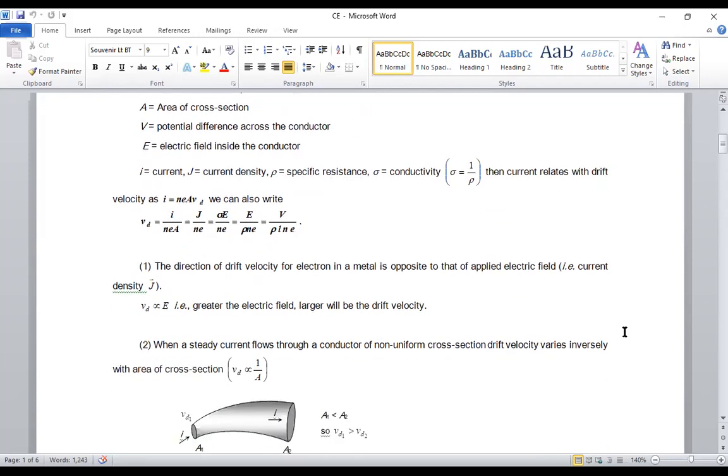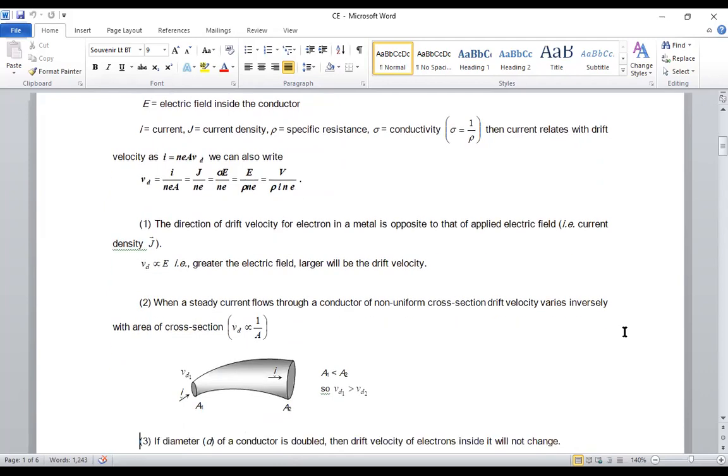Next, when a steady current flows through a conductor of non-uniform cross section, where there are different variations in area, then the area of cross section is inversely proportional to the drift velocity. You know that where the area is more, the drift velocity will be less. Where the area is less, the drift velocity will be more. I hope you are clear with that.